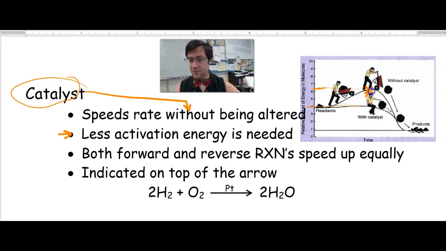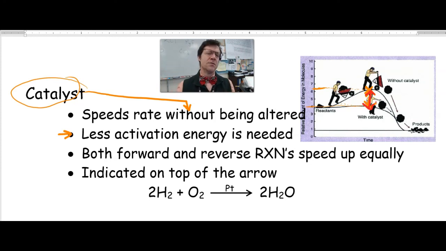By like this much faster. However, the reverse reaction goes that much faster too, right? Because it's the energy of the activated complex that has been dropped down so low. So if you add a catalyst, the forward reaction speeds up and also the reverse reaction. So both speed up and they both speed up equally.